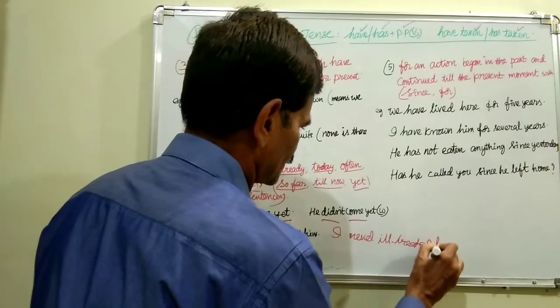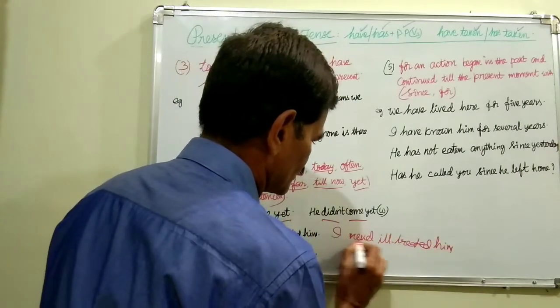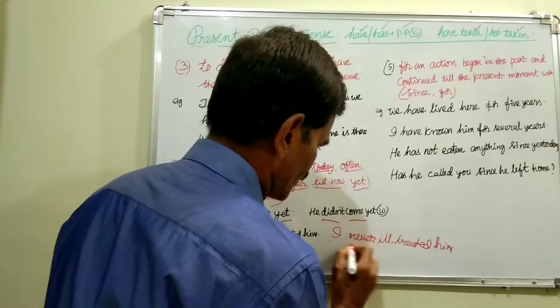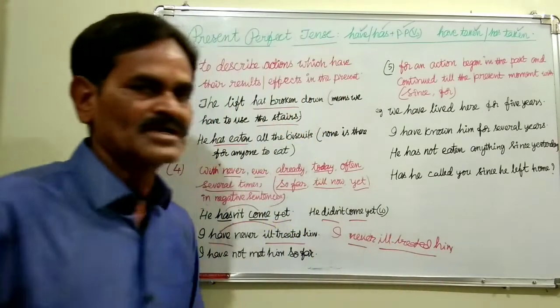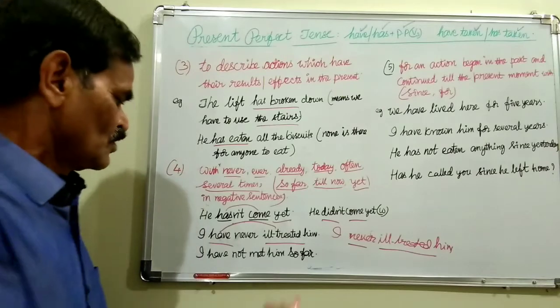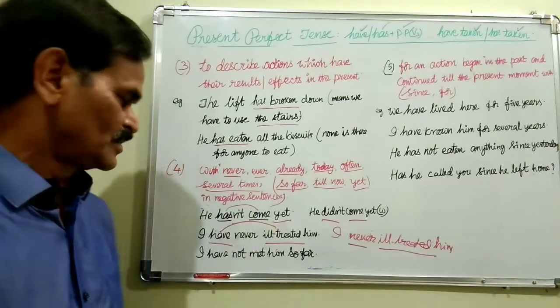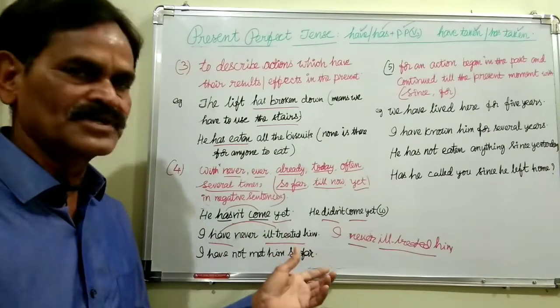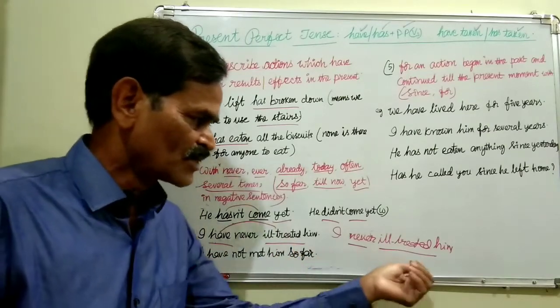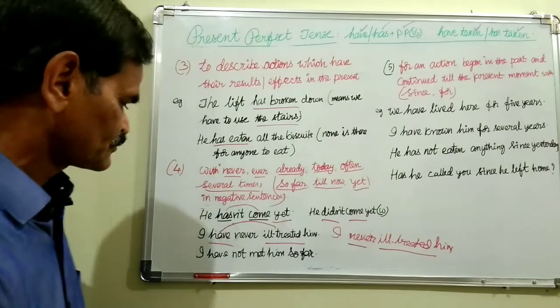I never ill treated him. Never, we cannot use with only simple past tense, that is V2. We can use never or ever with have plus V3 only. So, I have never ill treated them, this is correct. I never ill treated them, this is wrong.